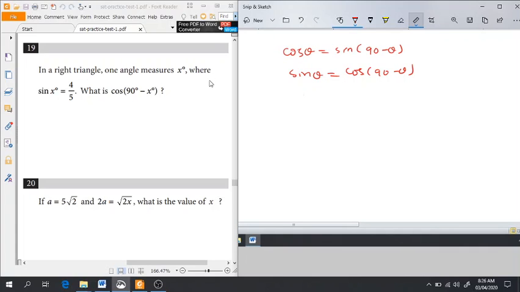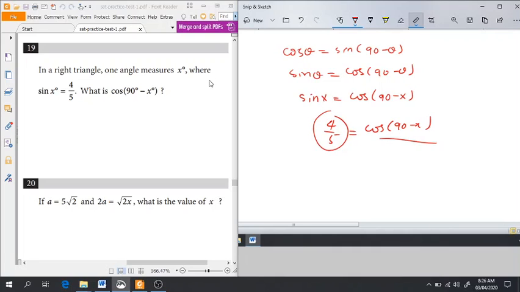So here from the given equation, sine x can be written as cosine of 90 minus x, right? So what is the value of sine x? 4 by 5 is equal to cosine of 90 minus x. So the value of cosine of 90 minus x is 4 by 5, or you can also write it as 0.8.